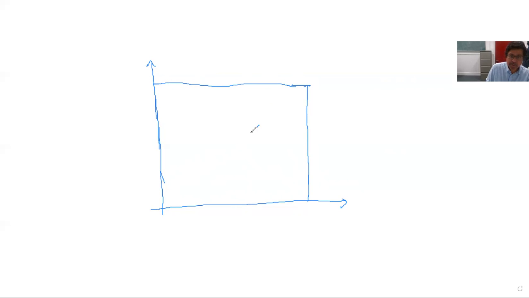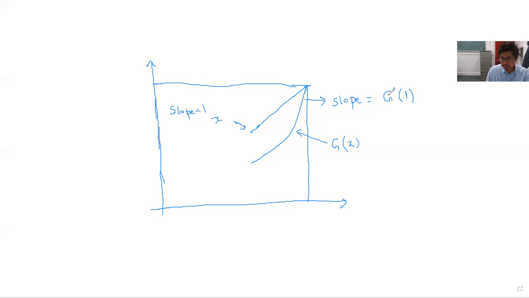So again, let me blow up what happens here. Here is the line x, and here is the curve g of x. The slope of the line x is 1. And the slope of the curve g of x here is g prime of 1, or more precisely, the limit as u increases to 1 of g prime of u. But to keep it short and sweet, let me write g prime of 1. This is the mean, and we saw that this is the mean of the random variable for which we are calculating the generating function. So this is the mean offspring distribution.